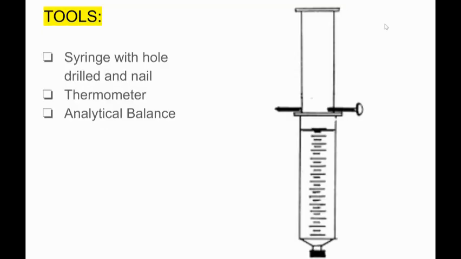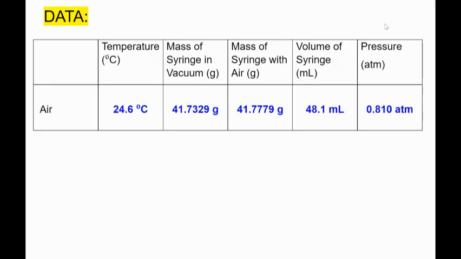Your tools for this lab were pretty simple. We were given a syringe that had a hole drilled through the plunger and a nail so that it could be locked into place, a thermometer, and an analytical balance. And I have a sample set of data that was collected.